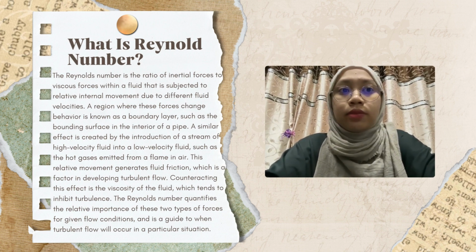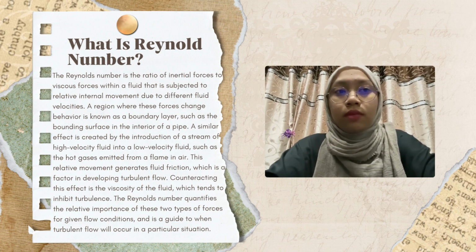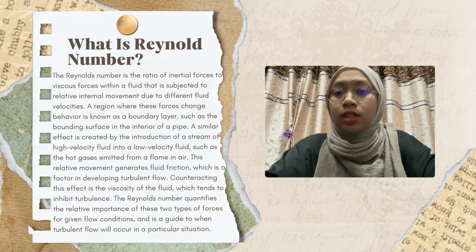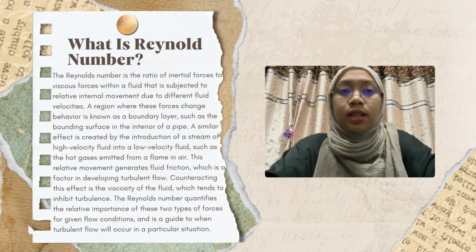This relative movement generates fluid friction, which is a factor in developing turbulent flow. Counteracting this effect is the viscosity of the fluid, which tends to inhibit turbulence. The Reynolds number quantifies the relative importance of these two types of force for given flow conditions, and is a guide to when turbulent flow will occur in a particular situation.